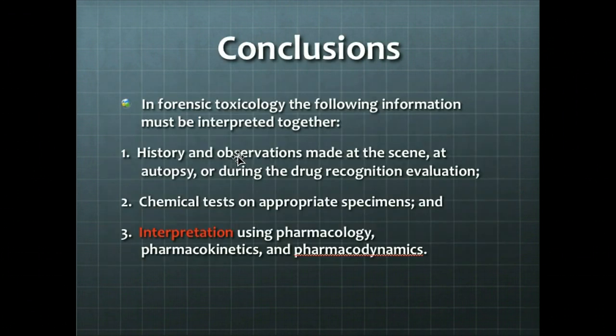In our last slide, here are some conclusions we can make. In forensic toxicology, the following information must be interpreted together. 1. History and observations made at the scene, at autopsy, or during the drug recognition evaluation. 2. Chemical tests on appropriate specimens. And 3. Interpretation using pharmacology, pharmacokinetics, and pharmacodynamics. So we can collect a lot of information in 1 and 2, but it does take interpretation of the data based upon the history and whether those two are consistent with each other, as we've seen in these case histories.